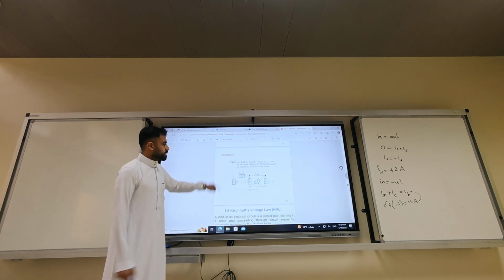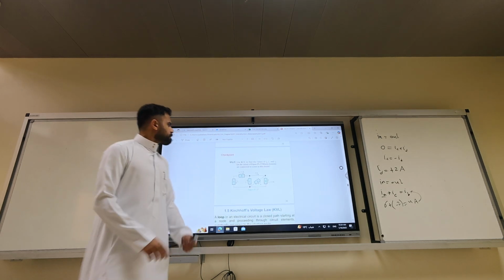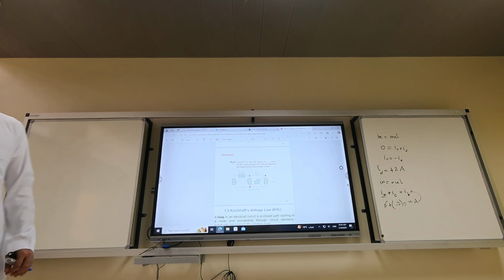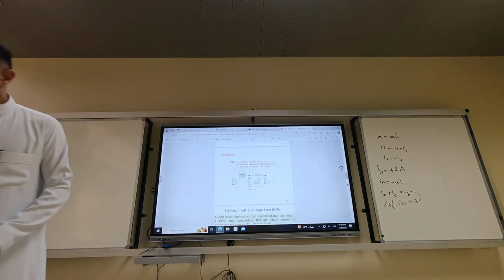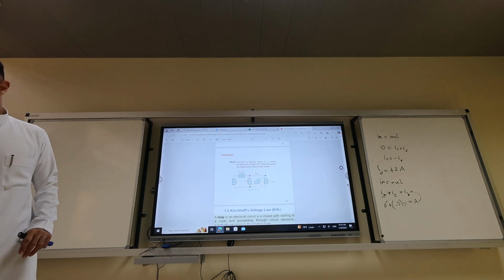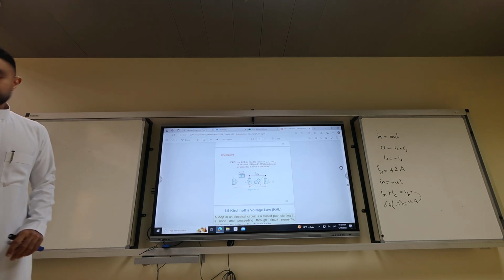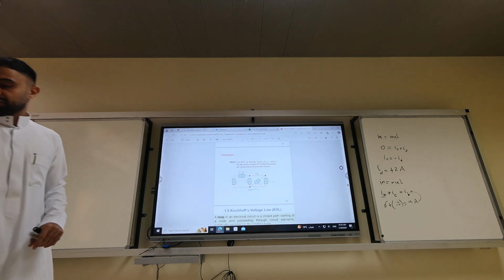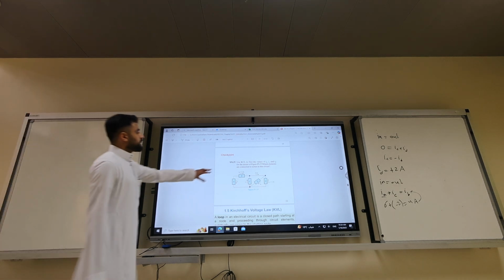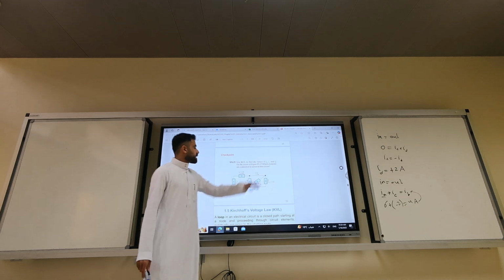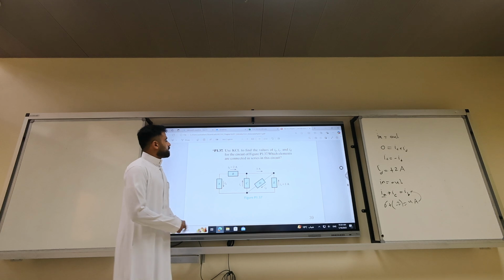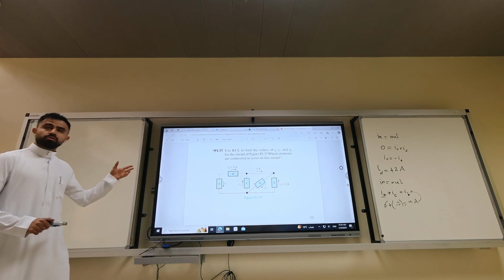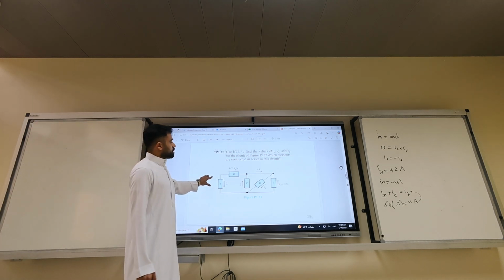Checkpoint. This is a problem from the book. Problem 1.37. The first part of the question is: use KCL to find the values of IA, IC, and ID. Okay, answer. Is it clear? If something is not clear, say so on Zoom, no problem. So what do we have here?